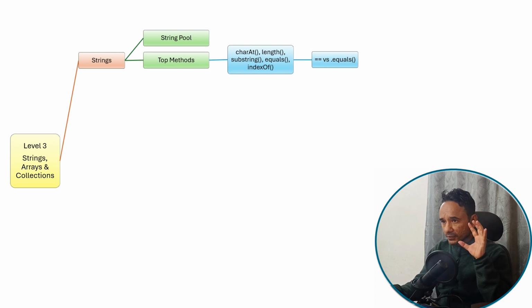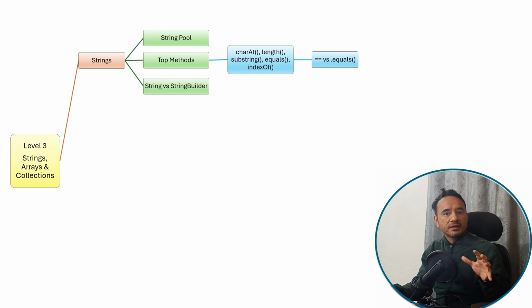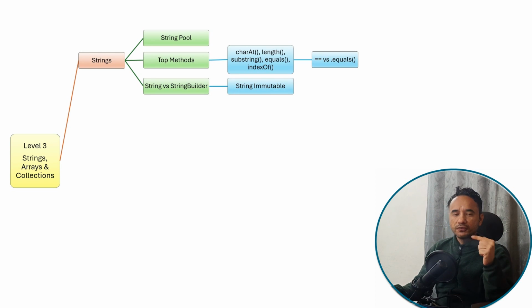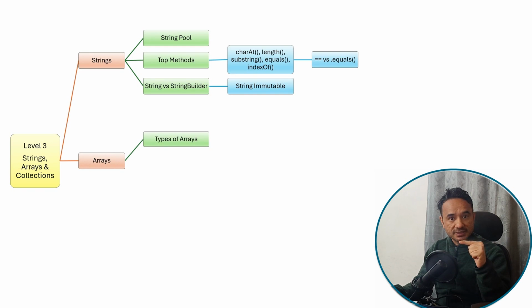Okay. Next, compare string with string builder. Understand why string is immutable, when to use a string, when to use a string builder. Okay. After a string, we have the next topic, arrays. Here, explore the types of arrays.